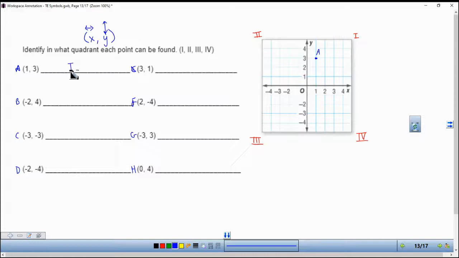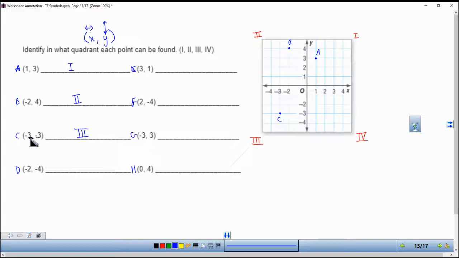All right, let's check out point B. Side to side to negative 2, and then up 4. That's going to be point B right there. That's in quadrant 2. C, side to side to negative 3, then down to negative 3. That's point C, which is in quadrant 3.